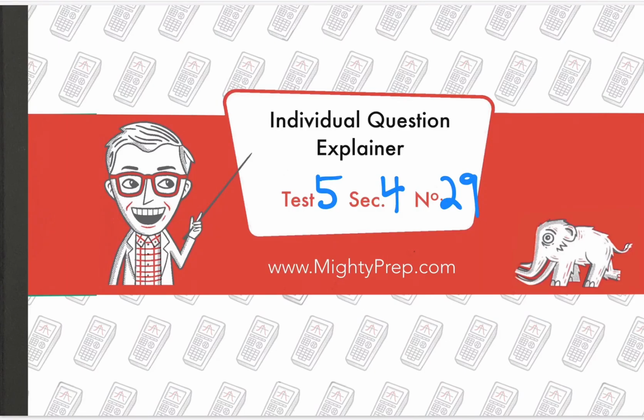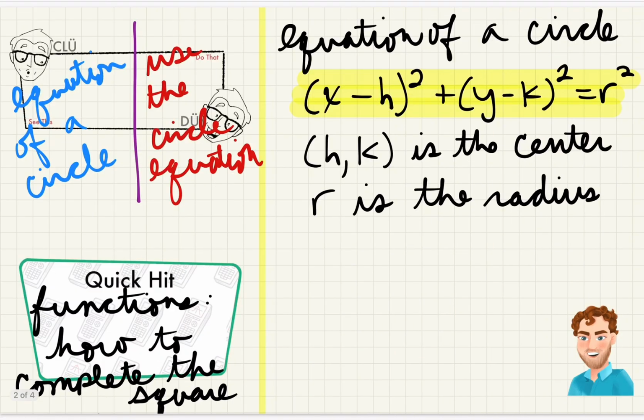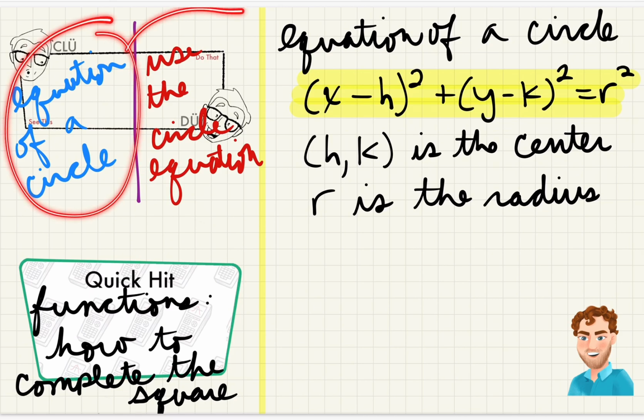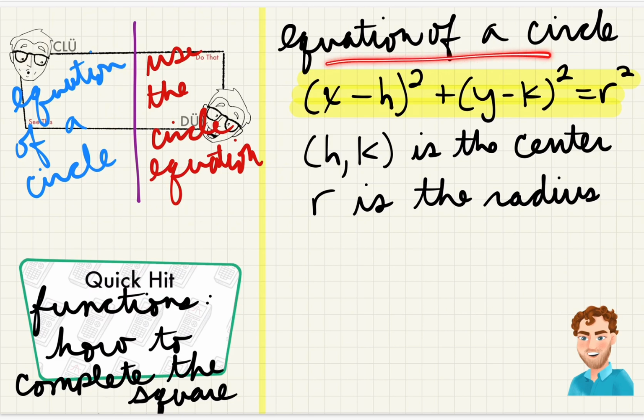This problem here is all about the equation of a circle. So the second they mention the equation of a circle, we need to remember what that equation is. So I highlighted it right here, (x - h)² + (y - k)² = r², where (h, k) is the center and r is the radius.